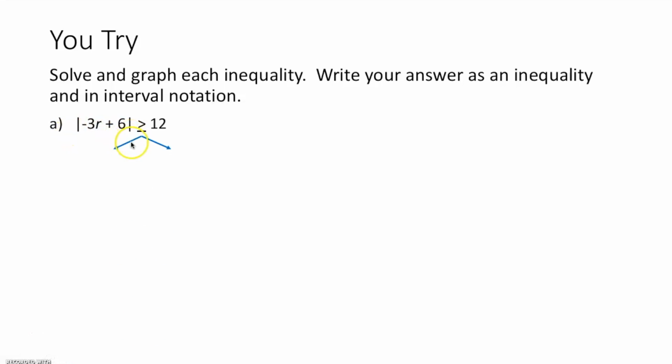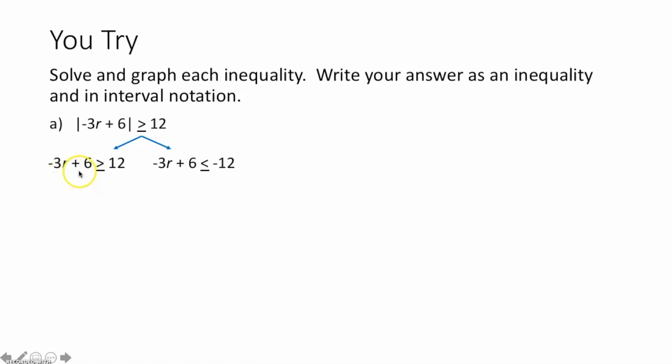Let's break this into 2 separate inequalities. One is going to be exactly what you see here without the absolute value sign. So it's going to be negative 3r plus 6 is greater than or equal to 12. The other is going to be what's inside the absolute value stays the same, so it's going to be negative 3r plus 6. We're going to flip the inequality sign to less than or equal to, and then we're going to make this the opposite expression, so it's going to be negative 12. Now we solve each of these separately.